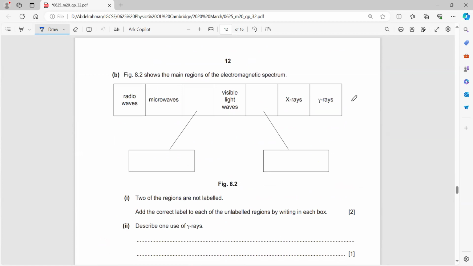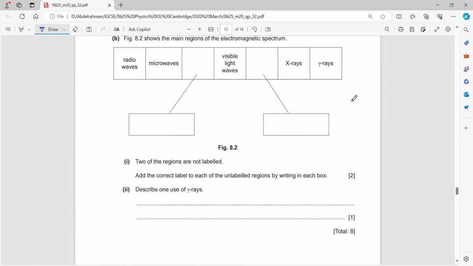Two regions are not labeled. What are the two missing regions? Infrared and ultraviolet. Infrared and ultraviolet.